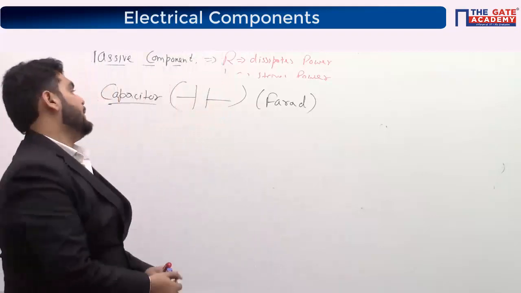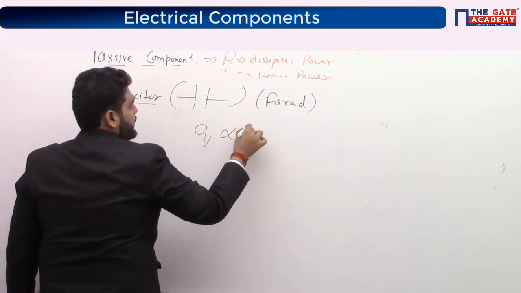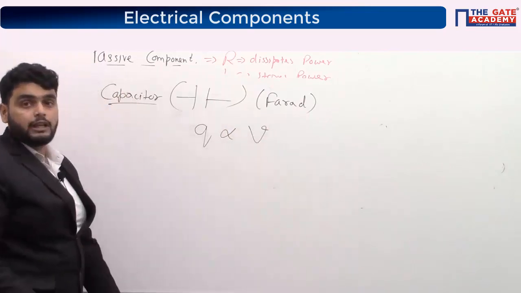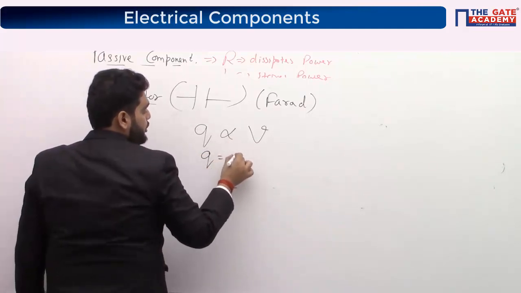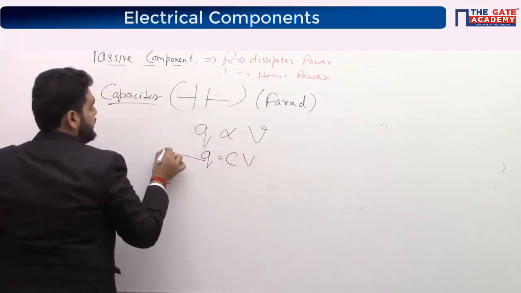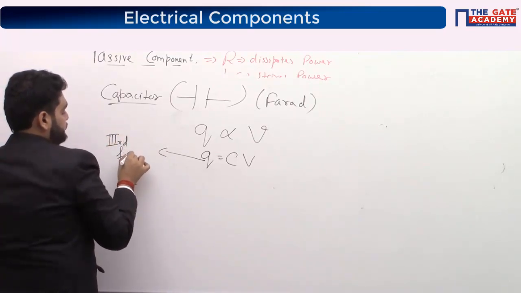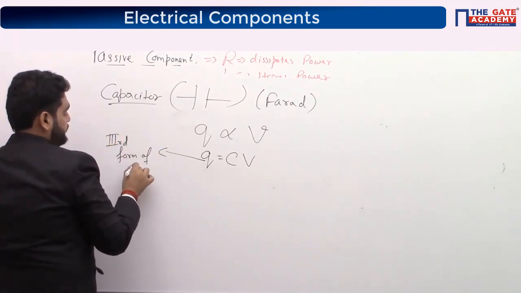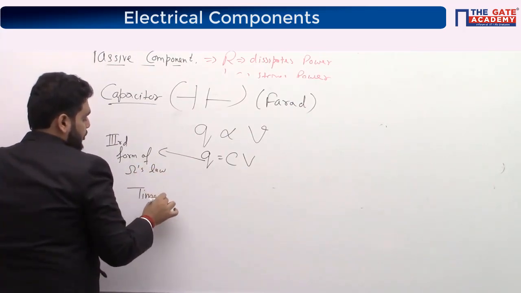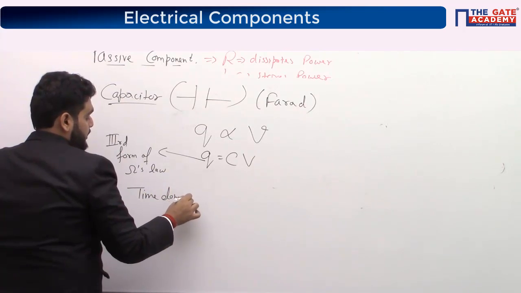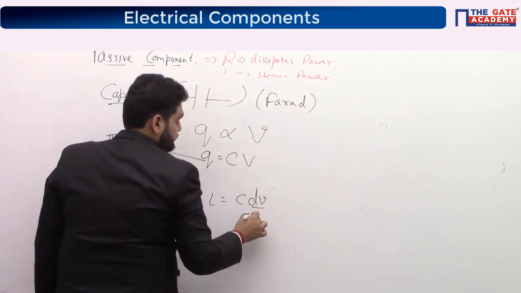Correct, Shivam. For the capacitor, we have that the charge stored is directly proportional to the voltage applied across it. Or we can say the proportionality constant is nothing but C, so q = CV. This is the third form of Ohm's law. Again, in the time domain, I know everybody knows how we can represent that. I is equal to C dV/dt.